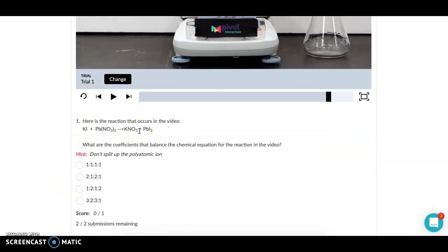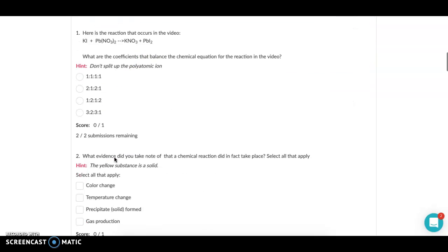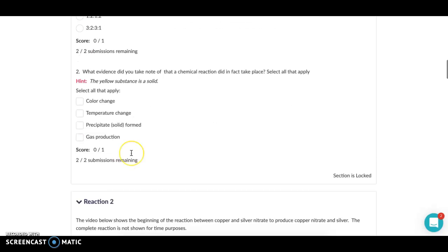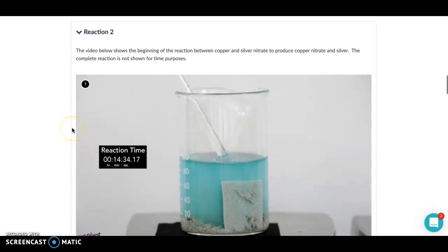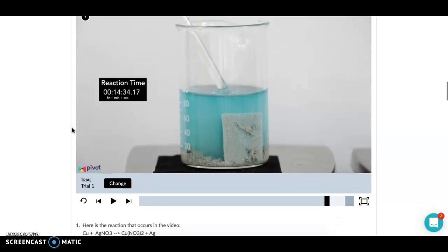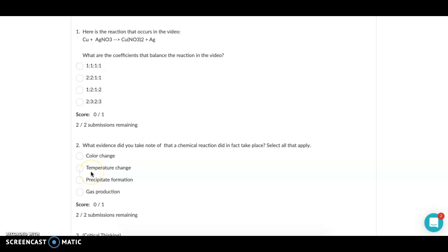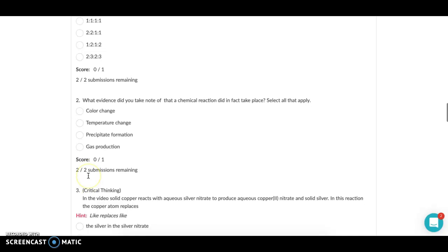So your task is to balance the equation on question 1. And then on question 2, tell us what evidence there is that a chemical reaction has occurred. You can check more than one of these options for each reaction. When we go to reaction 2, again, watch the video, balance the equation, tell us how you know a chemical reaction occurred. You can choose more than one option there.